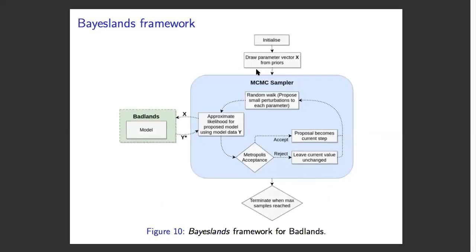Let's say you said 1.9, and then you propose a small perturbation to that value. You add a random noise, and then you send this value to Badlands. What Badlands returns is just a simulated topography, the topography at the end of 1 or 10 million years. And in the likelihood function, you would make a comparison of the difference between that and the actual one.